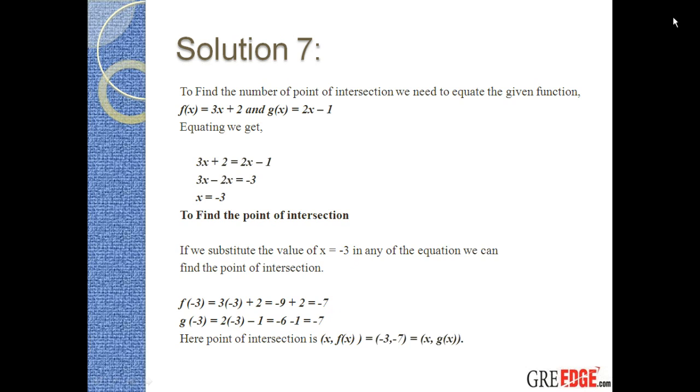Narendra, as I said, the y coordinate would be the same in both the equations at the point of intersection. So the y coordinate in the first graph is given by 3x plus 2, and in the second graph it is given by 2x minus 1. So we are equating both of these and we are getting the answer.